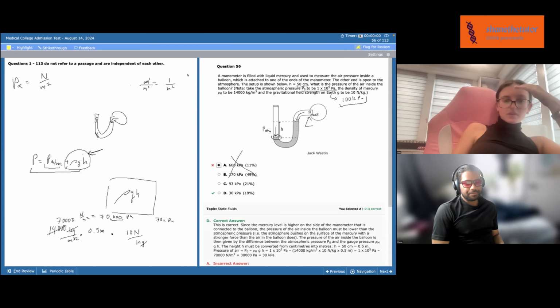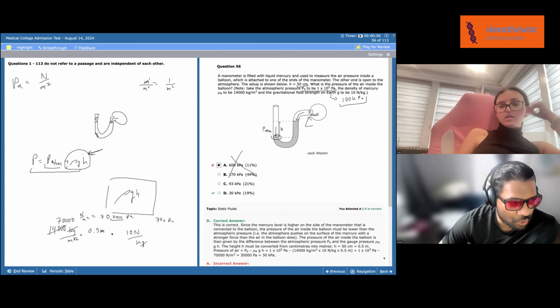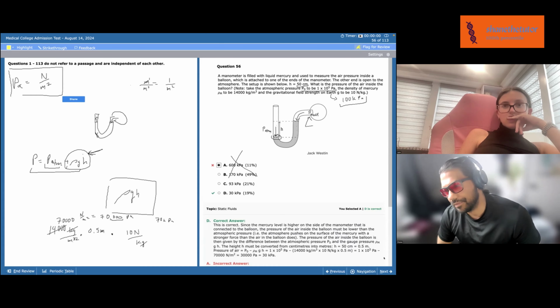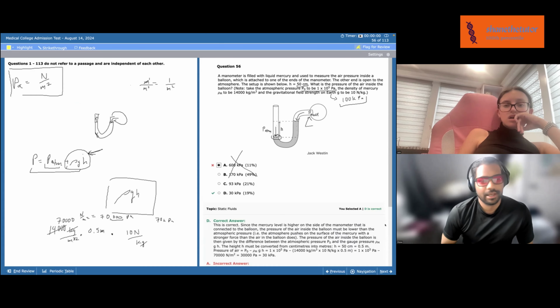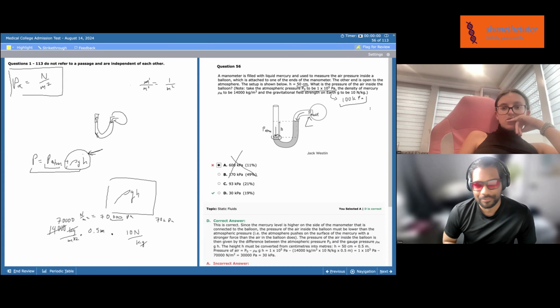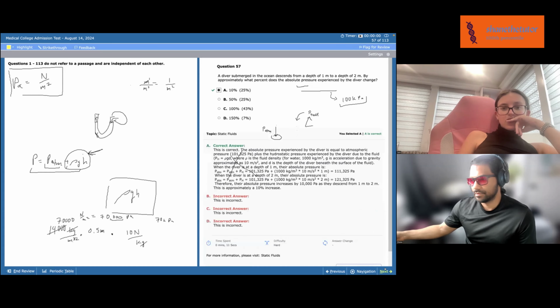And so that would give us, okay. Yep. And then just also remember that a Pascal is a unit of force. Sorry, it's a unit of pressure, so it's force over area.